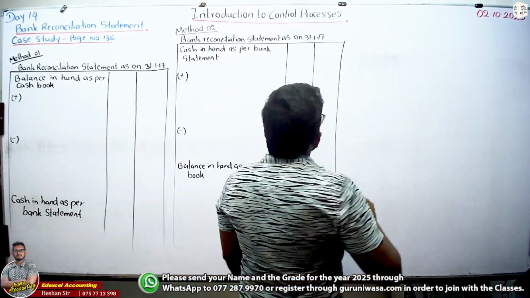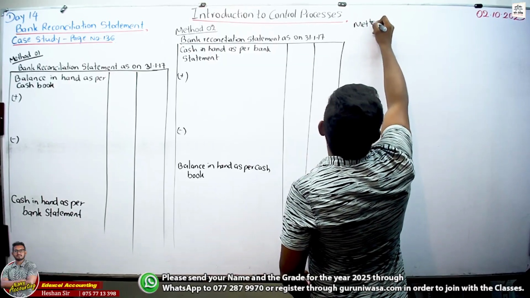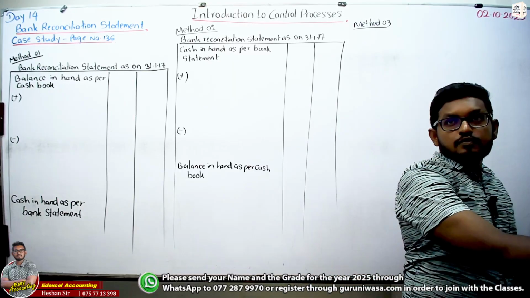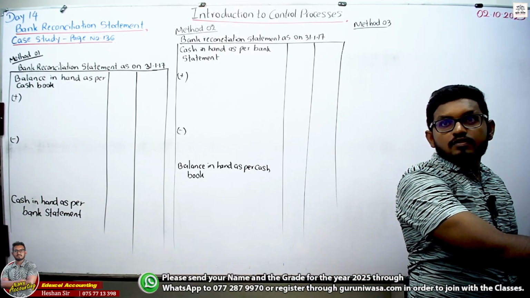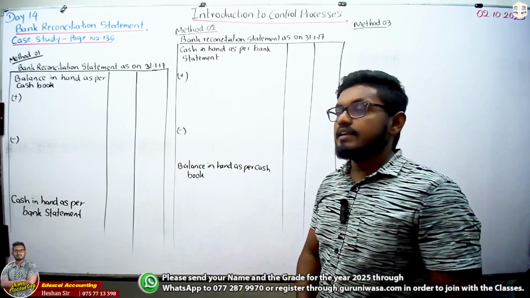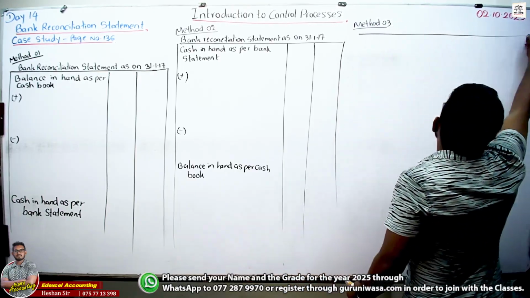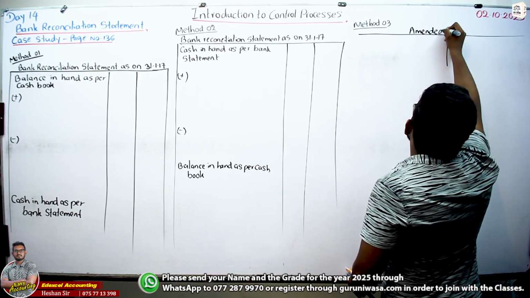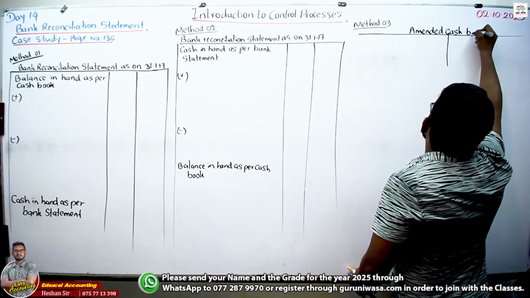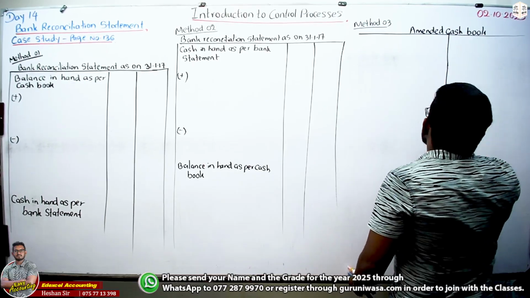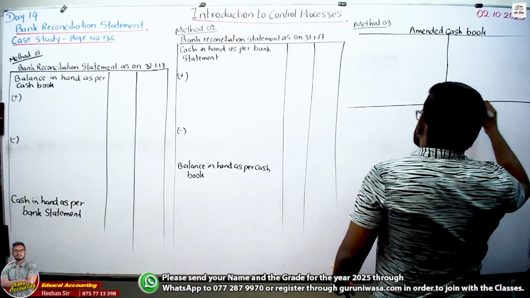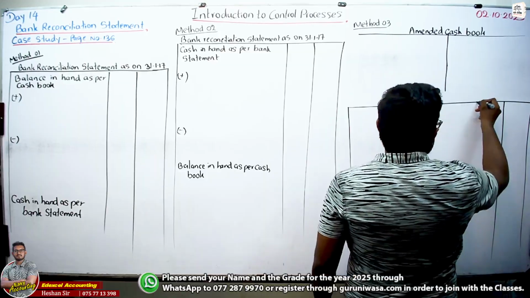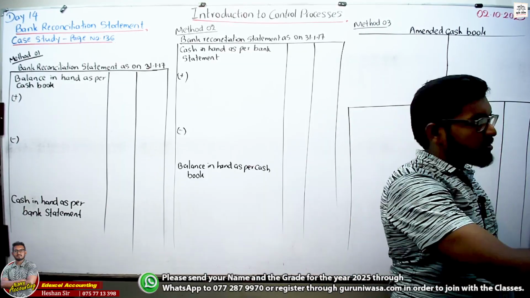And also last week we studied another method, method number 3. Last week we studied first initially what we are going to do: we are going to prepare the amended cash book. After that, in the third method, we are going to prepare the bank reconciliation. Got it? Understand?